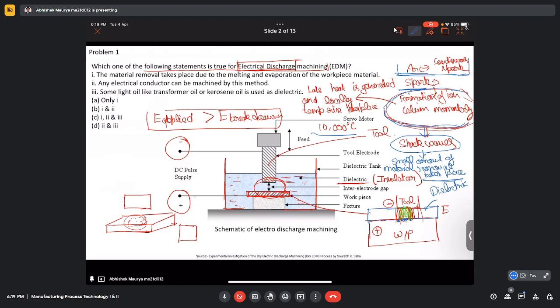So let's try to look at the options. The first one is, the material removal takes place due to melting and evaporation of the material. Yes, it is correct. Since I told the temperature goes more than 10,000 degrees Celsius, definitely material will melt as well as evaporate.